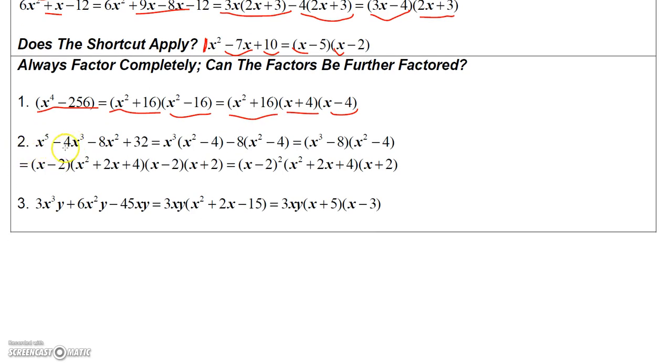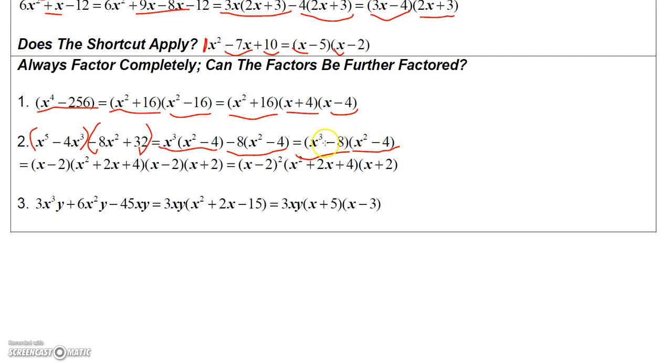Here's one you can factor by grouping. If you take these terms here and then these here, the first group I can factor out x cubed, and I'm left with x squared minus 4. The second group I can factor out minus 8, and I'm left with x squared minus 4. Then I can factor the x squared minus 4 out of these two, and I'm left with x cubed minus 8. Now, what's interesting is both of these factor: x cubed minus 8 factors as difference of cubes, and x squared minus 4 factors as difference of squares.